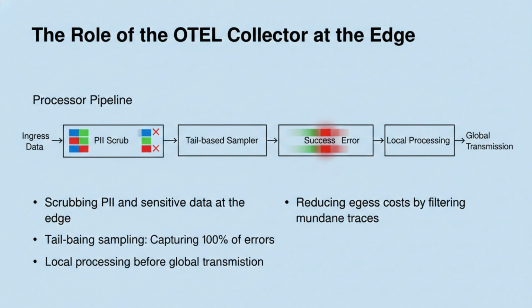Unlike head-based sampling, where we decide to trace a request at the start, tail-based sampling allows the collector to see the outcome first. If a request results in a 500 error or high latency, the collector can choose to keep that trace, even if it wasn't initially selected. This ensures that your most valuable data, the failures, is always captured, while the successful mundane requests are discarded to save costs.